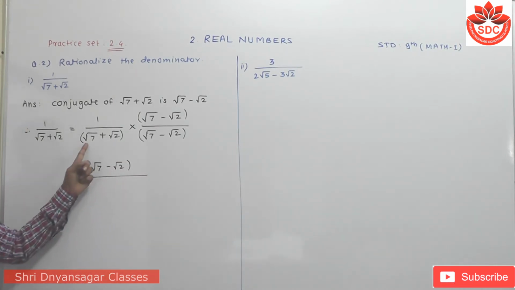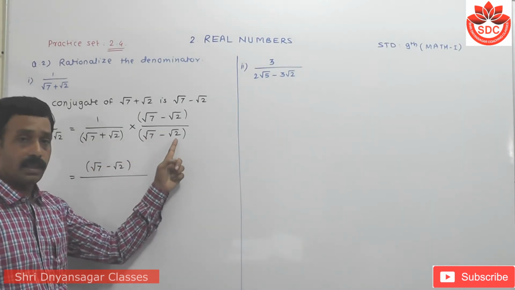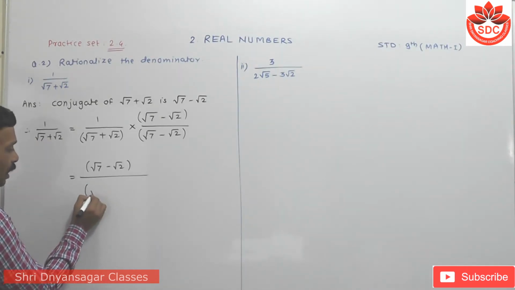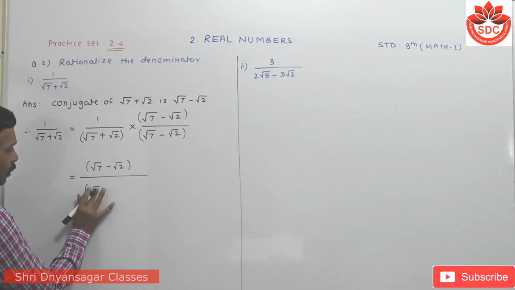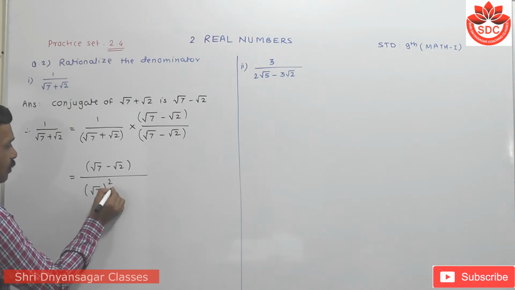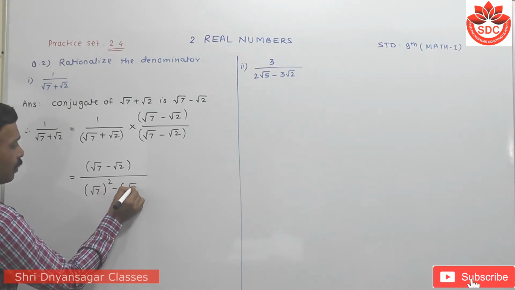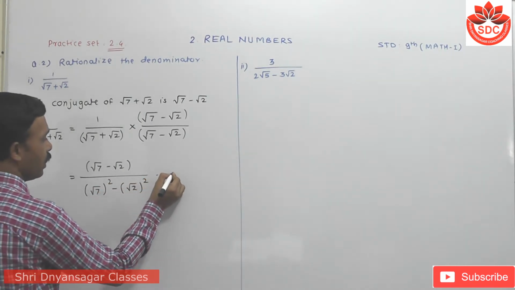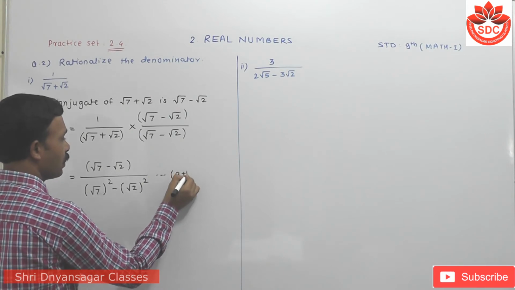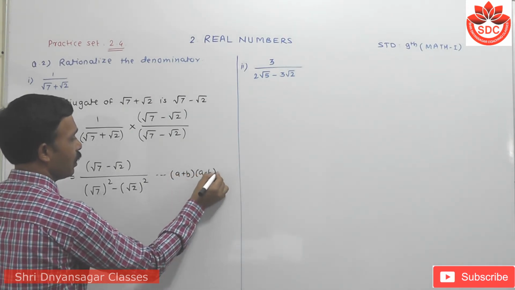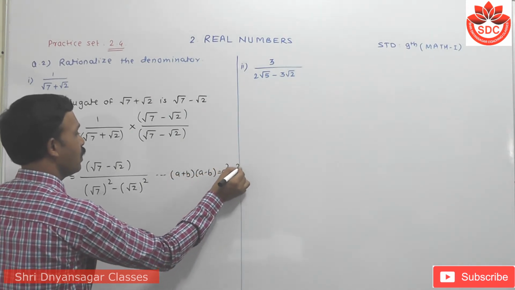Upon, look carefully, here is a plus b, a minus b. This is one identity which is a square. A is root of 7 square minus b square. Because here I have to write the identity a plus b, a minus b is equal to a square minus b square.